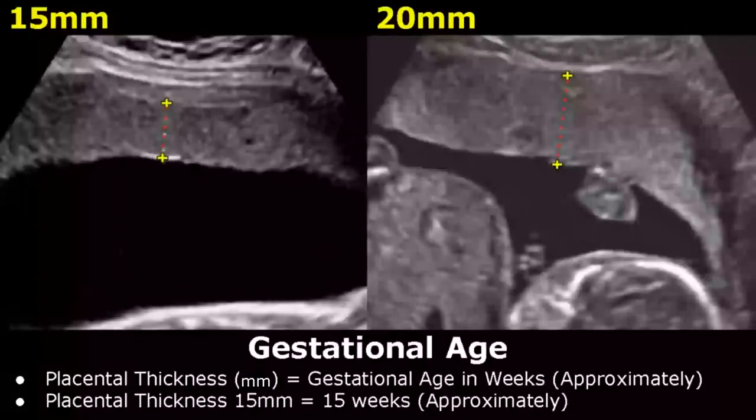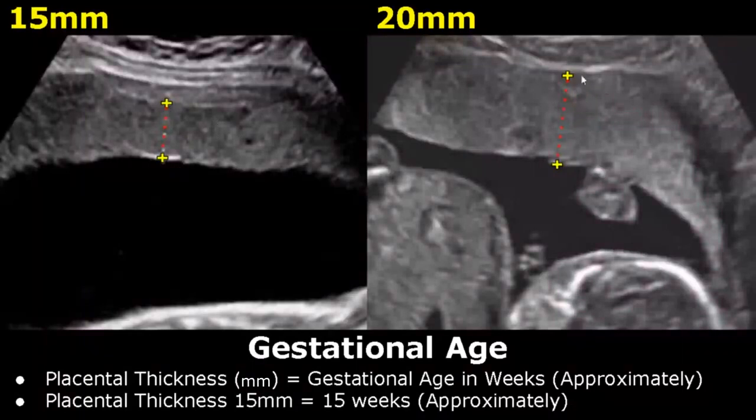We can use placental thickness to get an approximate gestational age. For this method, the placenta and fetus must be normal and healthy. By the end of pregnancy, the normal thickness will reach around 4 centimeters. The thickness of placenta in centimeters will be equal to gestational age in weeks, approximately.